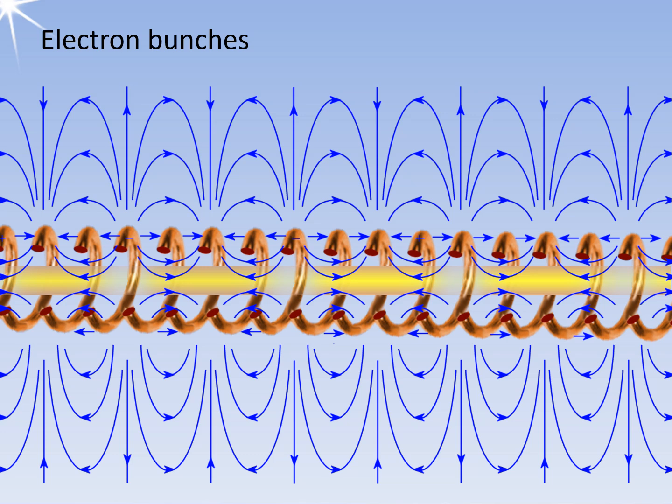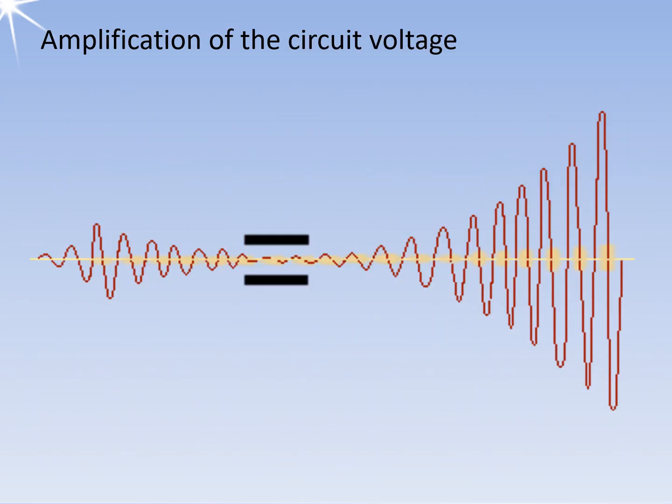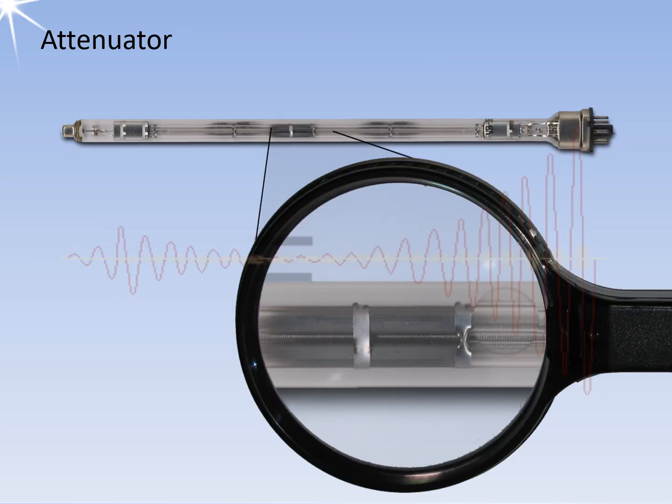The energy extracted from the electron beam in slowing electrons to the bunch velocity is transferred to the circuit field, thereby producing amplification of that field. The mutual interaction of the beam and circuit results in an exponential growth of the circuit voltage. The input voltage is decreased using an attenuation area to prevent feedback and reverse operation.